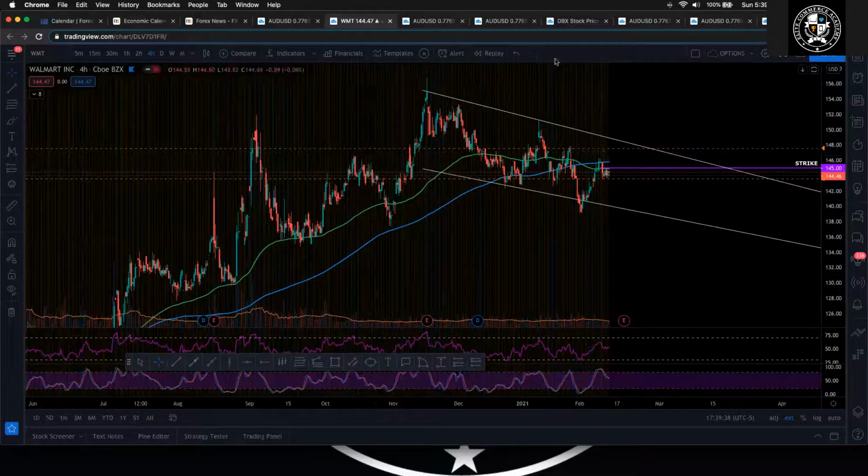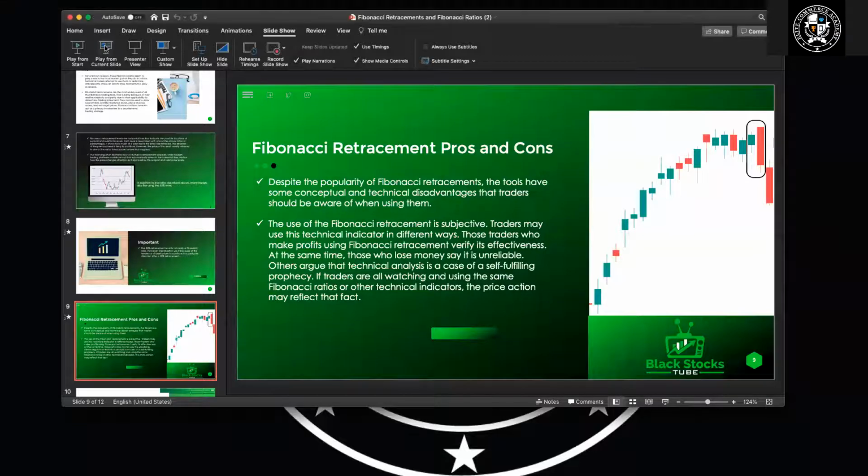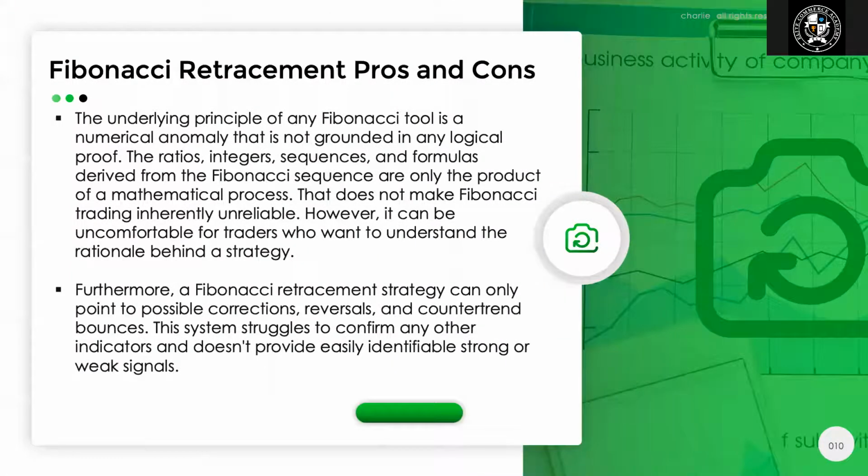All right. Let's see. All right, so just to finish up, furthermore, Fibonacci retracement strategy can only point to possible corrections, reversals, and counter trend bounces. This system struggles to confirm any other indicator and doesn't provide easily identifiable strong or weak signals. So it's not going to tell you if the volume is good, is strong or not. It's not going to tell you everything. It's just going to measure the move in the price. All right. That's really all it's going to do.